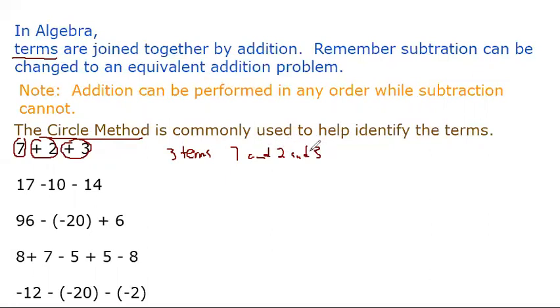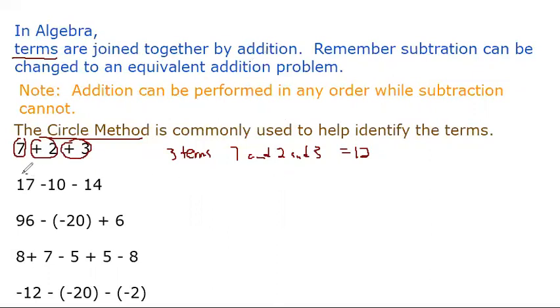By using term language, the addition symbols turn into ands. The terms are always joined together by additions. When you identify terms, think of them as connected by addition. So, 7 and 2 is 9, plus 3 more would be 12. So that's how we do it in algebra, is we see it as terms.